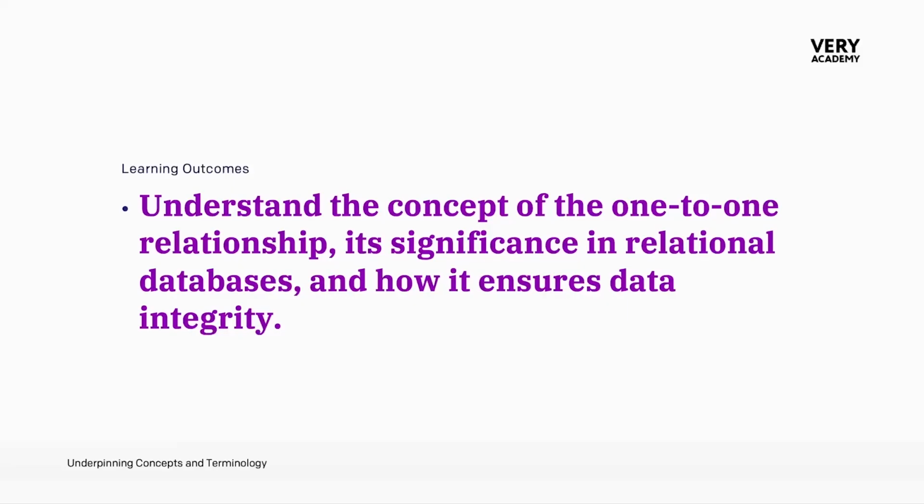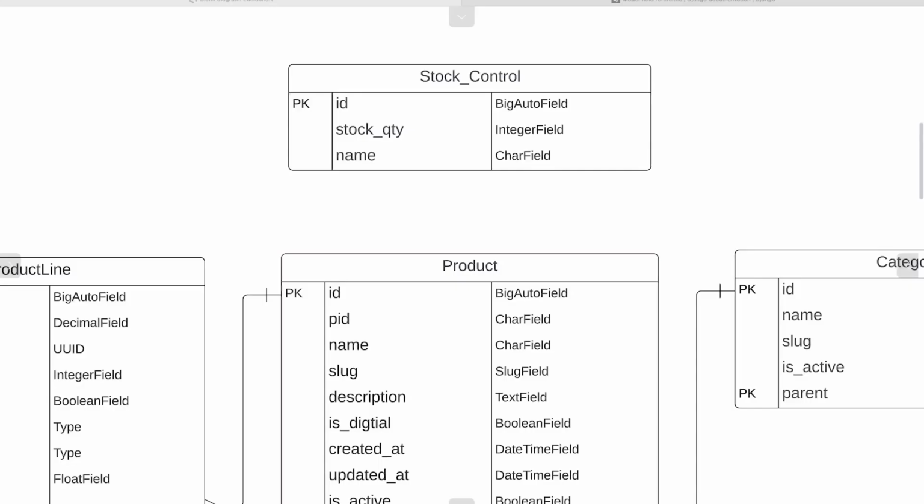In our database design, we don't have a one-to-one relationship to model. However, I wanted to show you how you would define a one-to-one relationship within your Django model. So a one-to-one relationship between two models means that each record in the first model corresponds to exactly one record in the second model, and vice versa. So we have a one-to-one relationship.